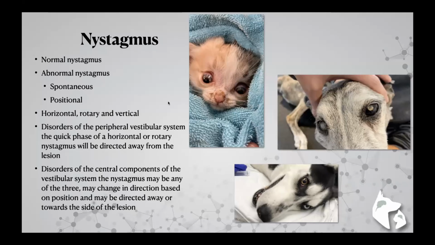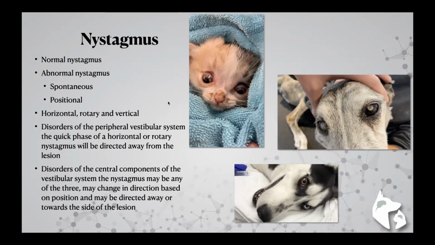Disorders of the central components, the brainstem and the cerebellum, can cause any of the three nystagmus types: horizontal, rotary, or vertical. They may also change position. I've had dogs with a horizontal nystagmus that, when you flip them on their back, turns rotary or vertical. That's very classic for a central vestibular lesion. With central disease, the nystagmus may be directed away from or towards the lesion, so it's not as easy to define.